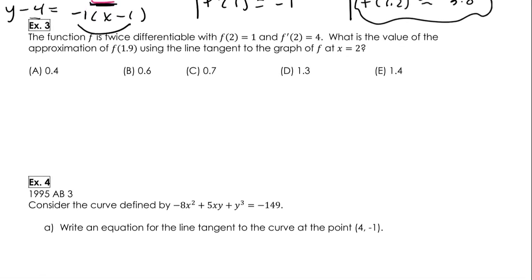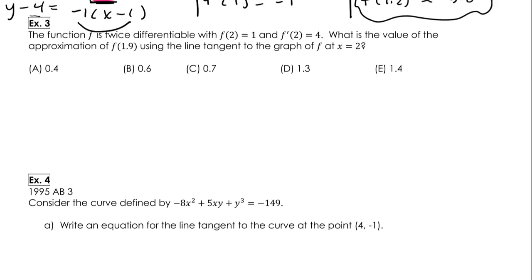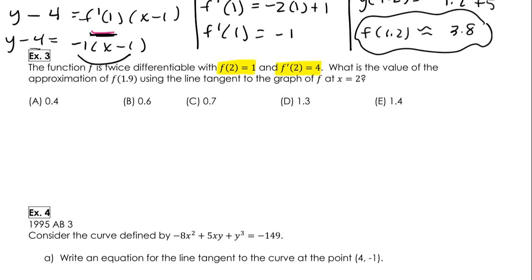The function f is twice differentiable. Look at, they gave us an ordered pair. Now here, I'm trying to give you different ways of writing this. Here I gave you f of 2 is 1, and I gave you f prime of 2 is 4. Up here, we had to go through and find all that. We had to find f prime, the value. Now they gave it to us. Again, they're asking us to use the line tangent and approximate 1.9. So we're using the tangent line where it hits at 2 to approximate the value at 1.9.